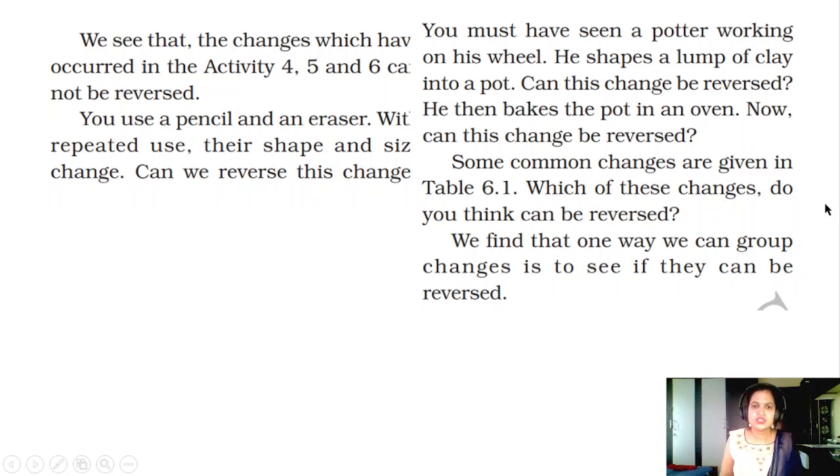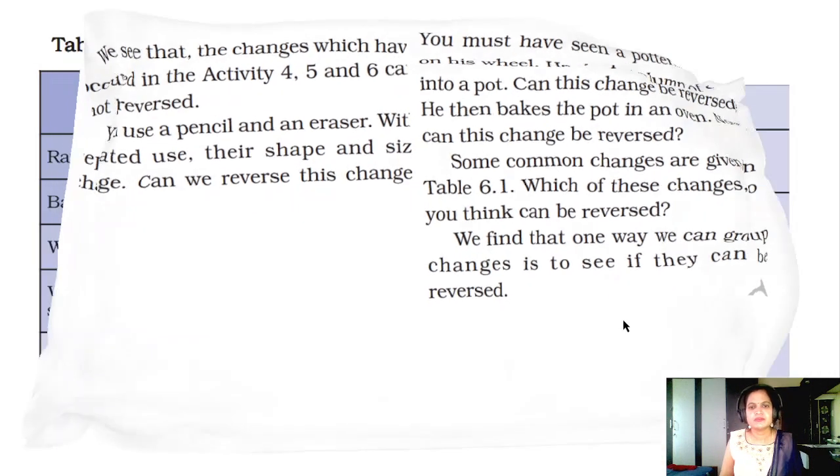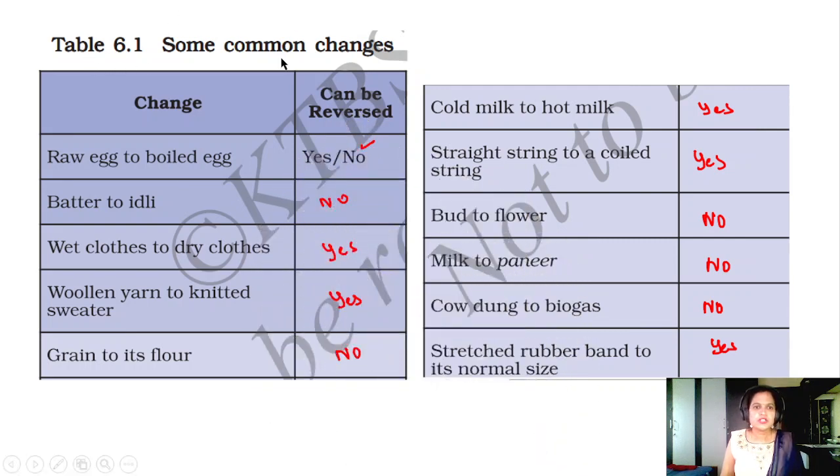Which of these changes do you think can be reversed? We find that one way we can group changes is to see if they can be reversed. Some common changes: raw egg to boiled egg. No, it cannot be reversed. Batter to idli. Once it is baked, it cannot be converted back to the batter. No. Wet clothes to dry clothes. Dry clothes to wet clothes again. Yes, keep them in the water. Again they become wet. Yes, it is possible.